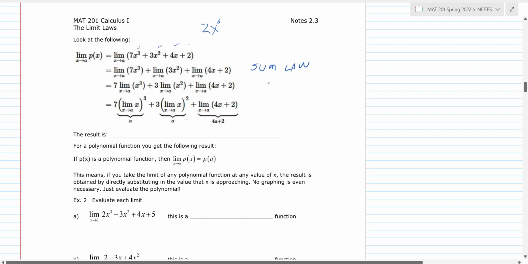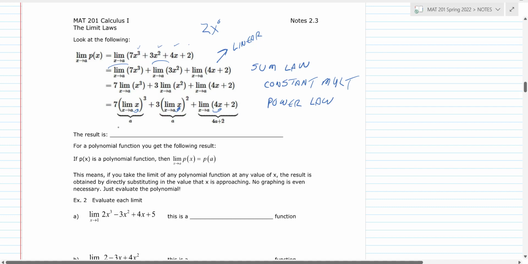We also learned that we have the constant multiple. And notice I brought the 7 out, I brought the 3 out, and I didn't do anything here because this is a linear function, and linear functions work the same way that polynomial functions do. So what I can do now is we now got the kind of the power law. So the x to the third, I'm writing that as limit of x to the third. The limit of x squared, I write that as limit of x, then to the second power. Now what I can do is just plug in that a, then I'll get my result.